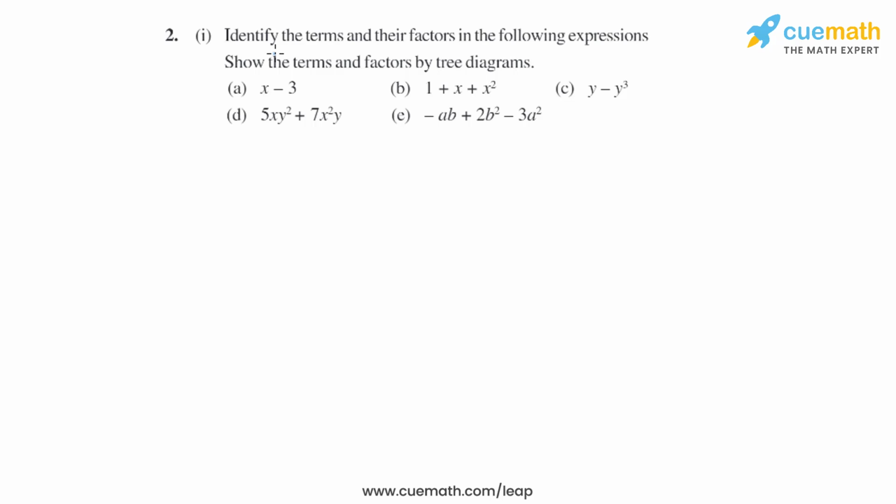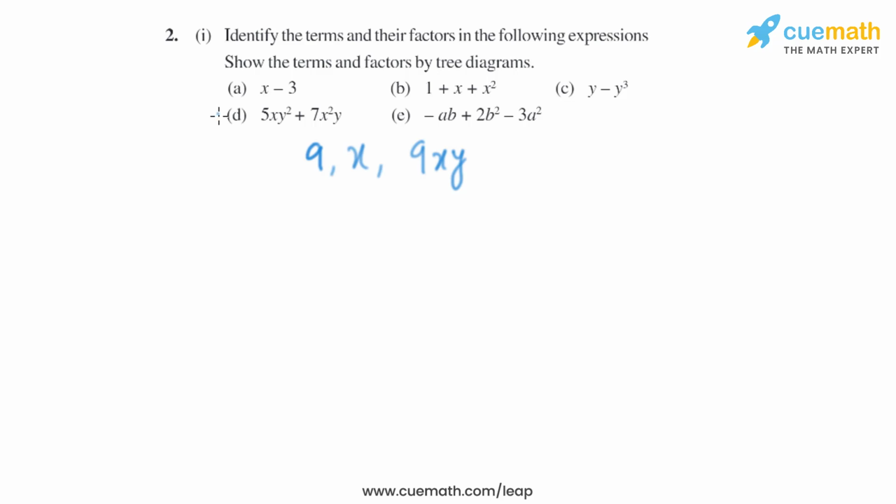Question 2 of this exercise says, identify the terms and their factors in the following expressions. Show the terms and factors by tree diagram. So first of all, we will learn what are terms and what are factors. Terms are like single numbers, let's say 9, or variables like x or y, or the product of numbers and variables, let's say 9xy. So these are terms.